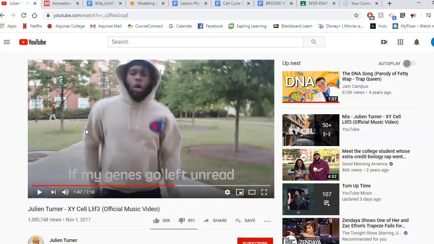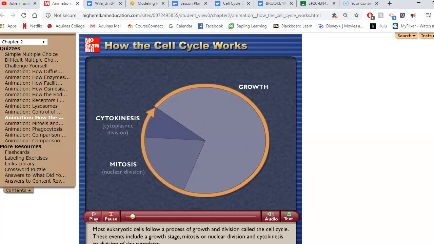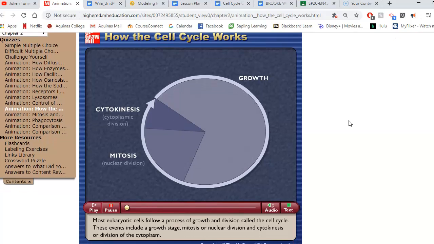Alrighty, so that was kind of fun, but this next animation module that we have here is going to go a bit more in depth. And what this will really do for you guys is give you a visual as it goes through. And I think it's really helpful because you can pause this video and it gives a nice text box underneath explaining what's happening.